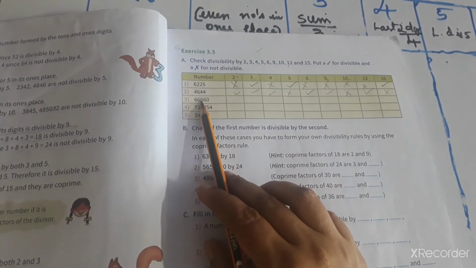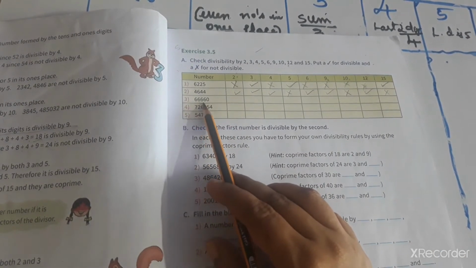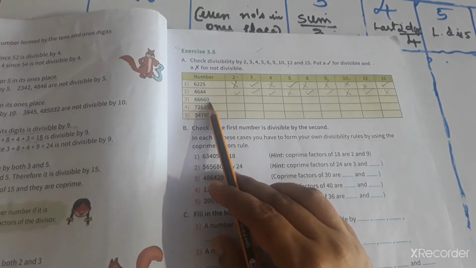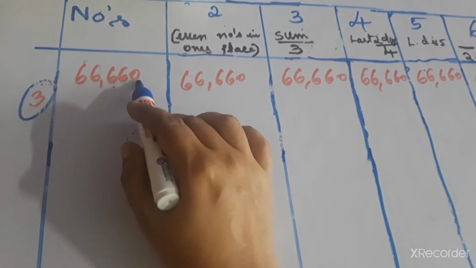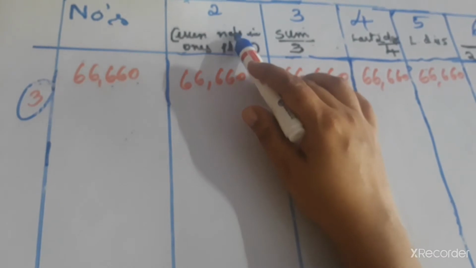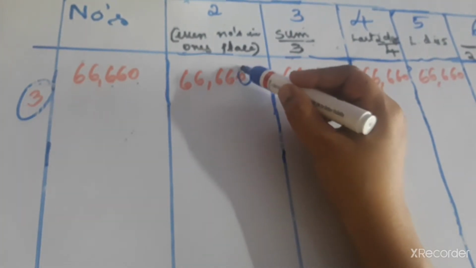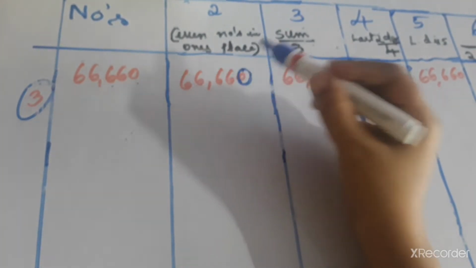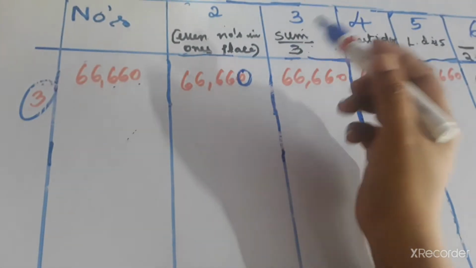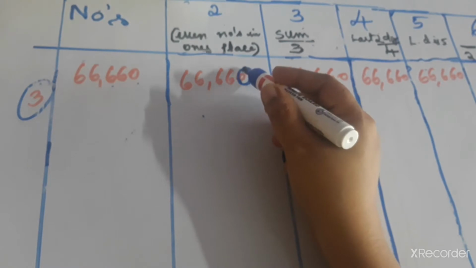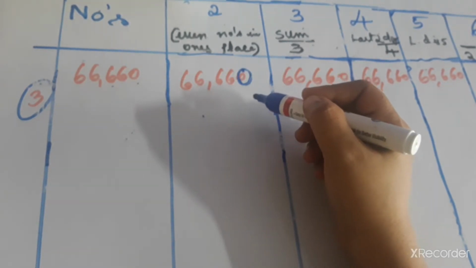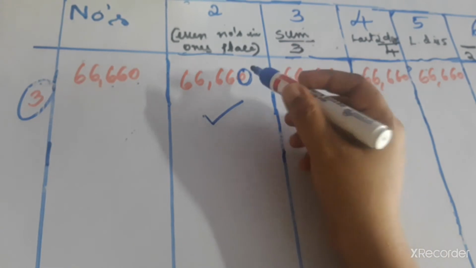Now the third question. 66,660, that we have to check now. Third question, 66,660 number. Now we have to check whether it is divisible by 2. Divisible by 2 means in the ones place there should be an even number, meaning 0, 2, 4, 6, 8. So if it is an even number in the ones place, the whole number will be divisible by 2.